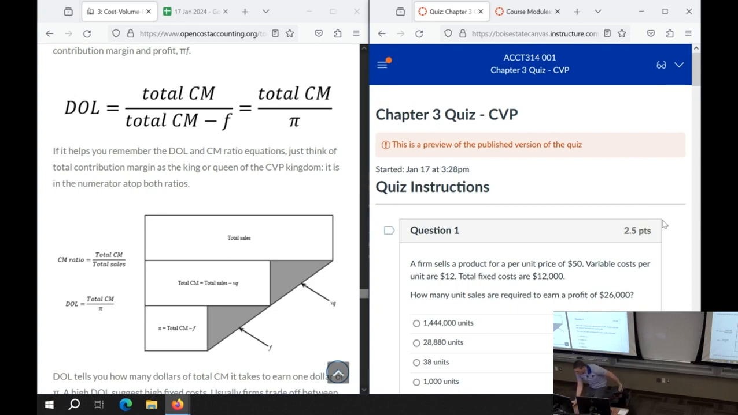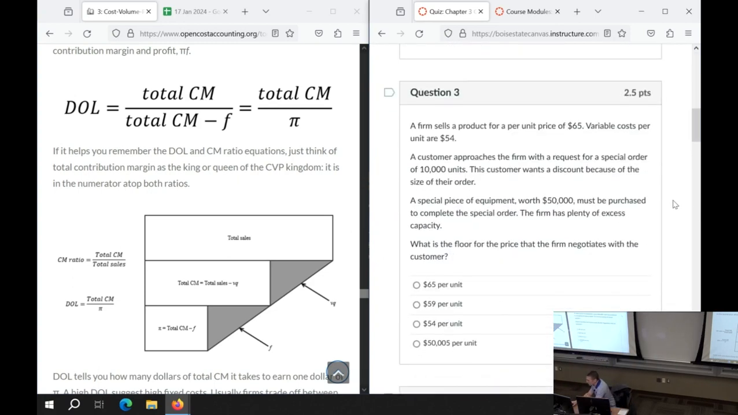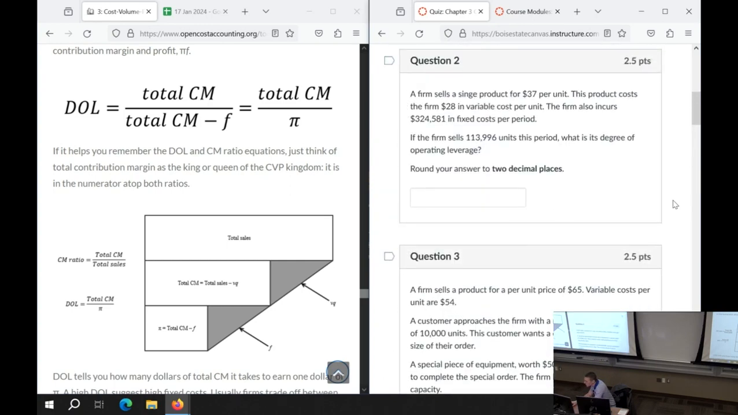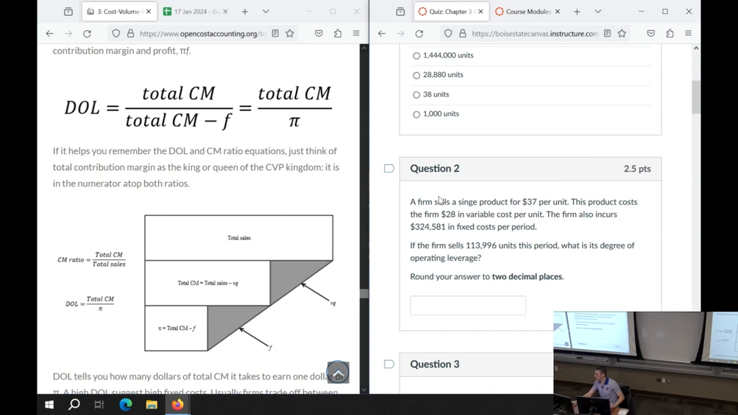All that to say, let's do a problem about DOL down here. Yeah, it was up further. Yeah, it's the very second problem here. Okay, so a firm sells a single product. So first of all, I'll use my trick. Let's read the question stem first. If the firm sells a certain amount this period, what is its degree of operating leverage? So I have to solve for DOL, which is right here. DOL is total contribution margin over the profit, which is just total contribution margin minus the fixed cost.